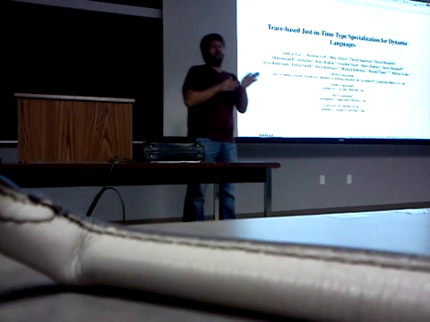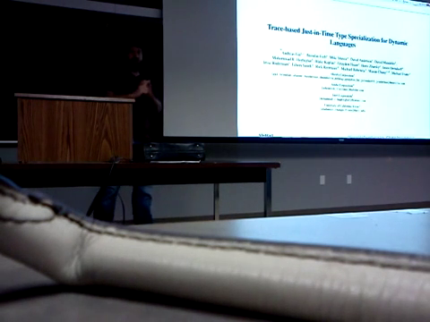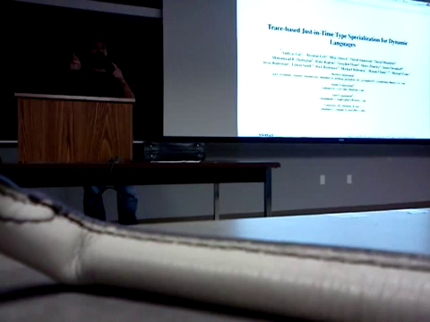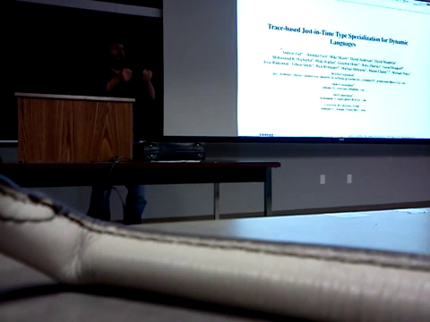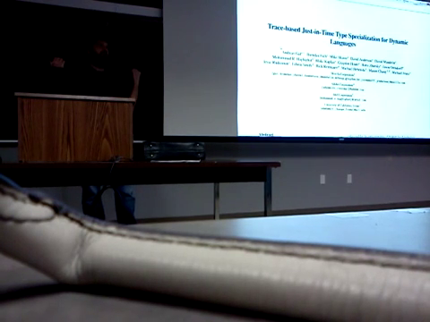Either the types may have changed, or you may have different branches, right? Because you picked a particular set of branches, now you go somewhere else. So in either one of those cases, what it means is that you fall back out to the interpreter, right?